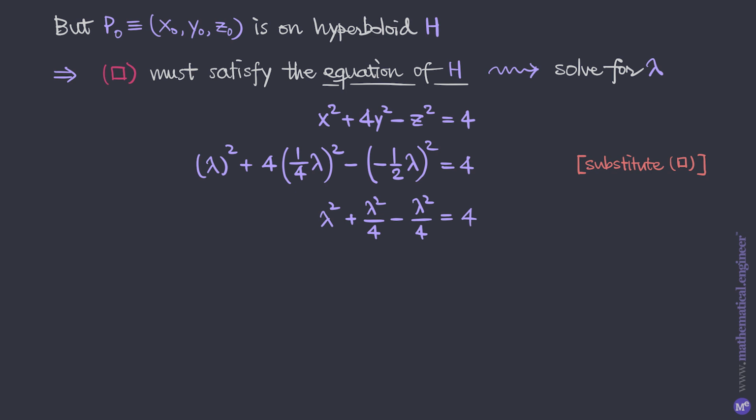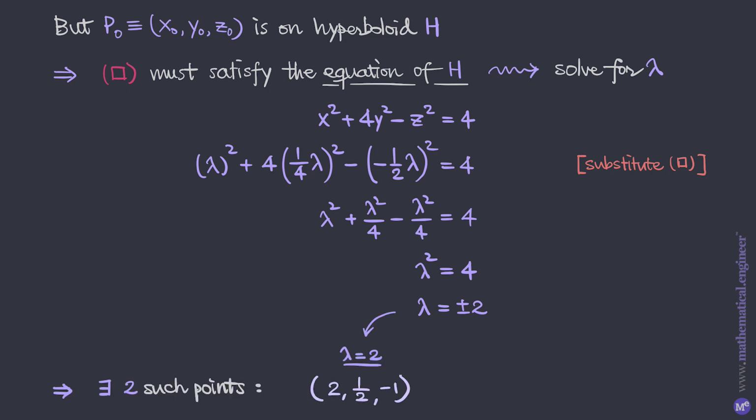Expand the squares. Clean up the left-hand side. We have lambda squared equals 4. That is, we get two possible values for lambda, 2 and negative 2. Each of these two lambdas gives us a unique point on the hyperboloid H where its tangent plane is parallel to the plane Pi. All right, problem solved.